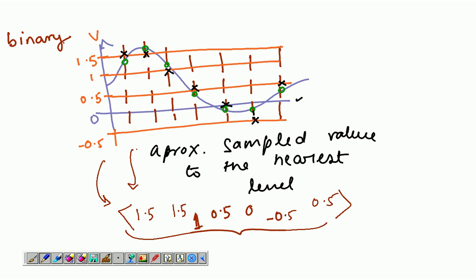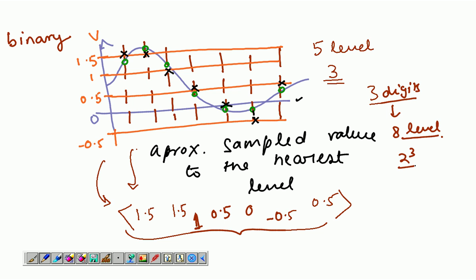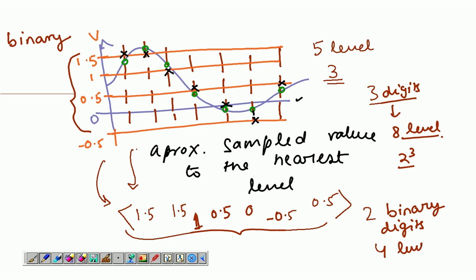So we'll start with, and now since there are how many? 1, 2, 3, 4, 5. There are 5 levels. So we need at least a binary word consisting of 3 binary digits to show 5 levels, because binary words consisting of 3 digits can show 8 levels. It's 2 to the power 3. And if you had just 4 levels, if you had just 0, 0.5, 1 and 1.5, then you could just use 2 binary digits, because 2 binary digits can be used to show 4 levels. 0 0, 0 1, 1 0, and 1 1.